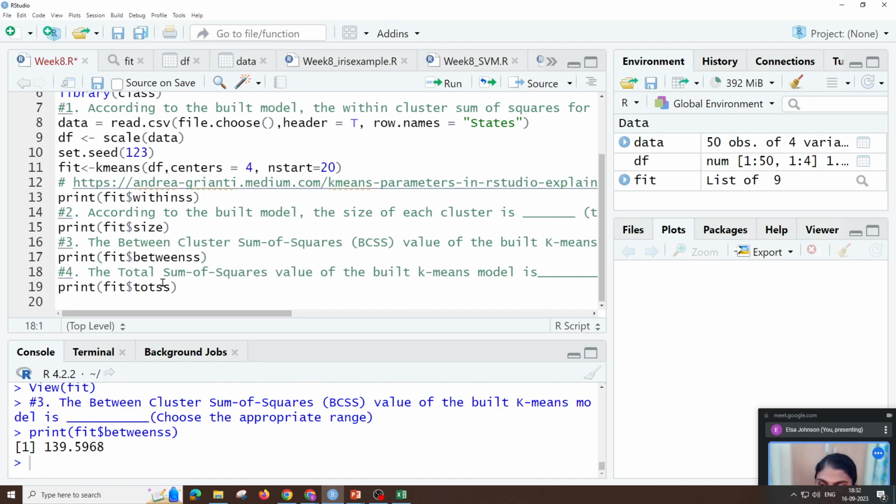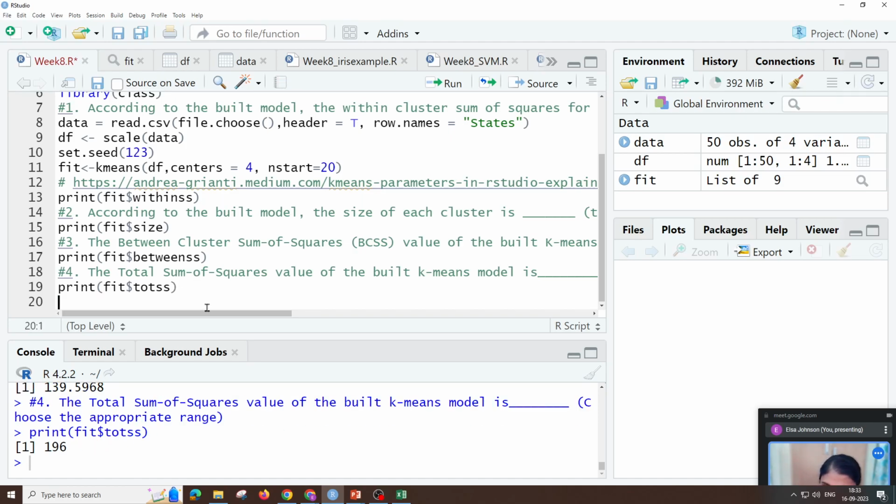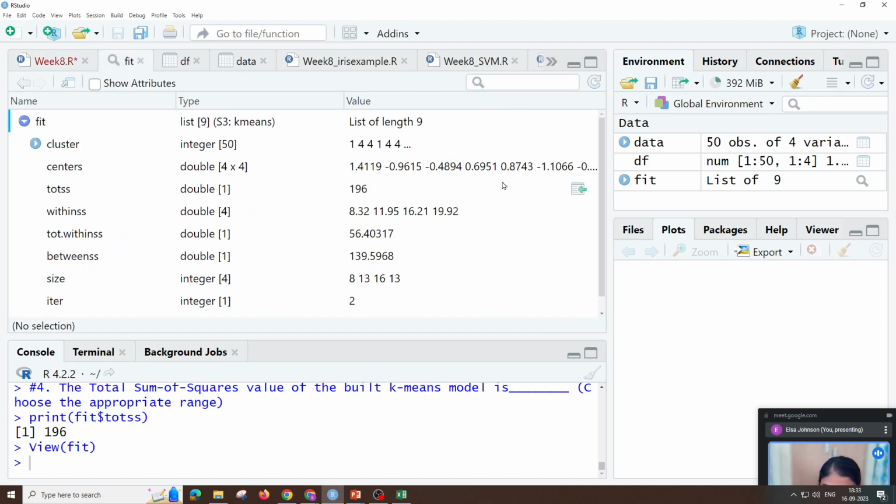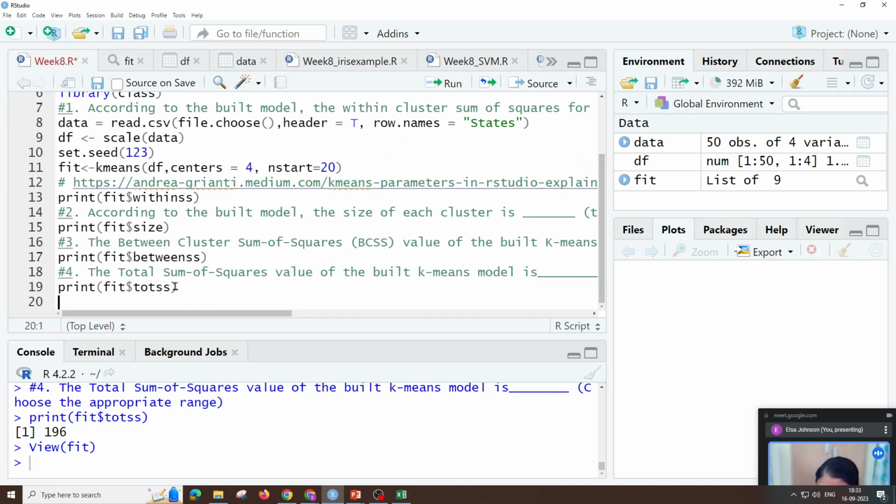139.5968. So the fourth question is, total sum of squares value of the built k-means model is, so the total value of that is 196. This also you can look at the fit and see: total sum of squares, like this one, or you can just type this value.